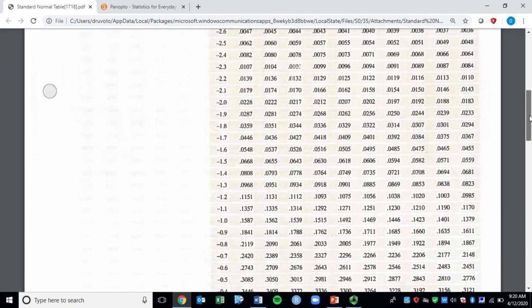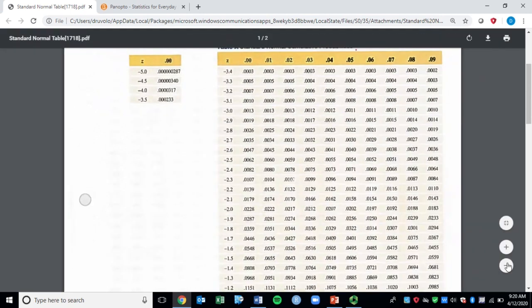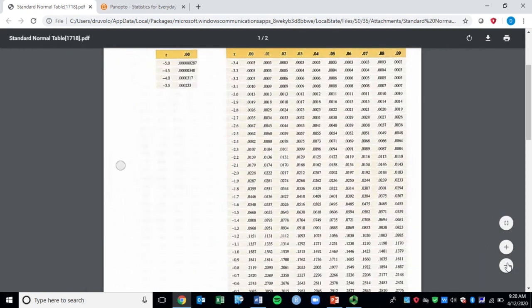All right, so now maybe I have to back off a little bit so we can see the top of our table here. There we go. I think that'll work. All right.